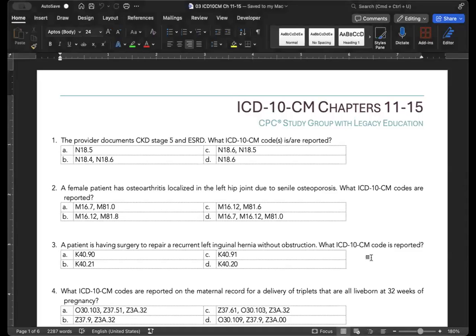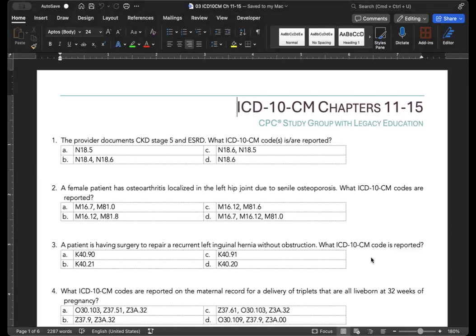All right, so let's start with question number one for chapters 11 through 15. If the provider documents chronic kidney disease stage 5 and ESRD, what codes are we going to report? From a testing perspective, if we know our ICD-10 guidelines, and this is a topic that is covered in your guidelines, then you don't even really have to go to your index.